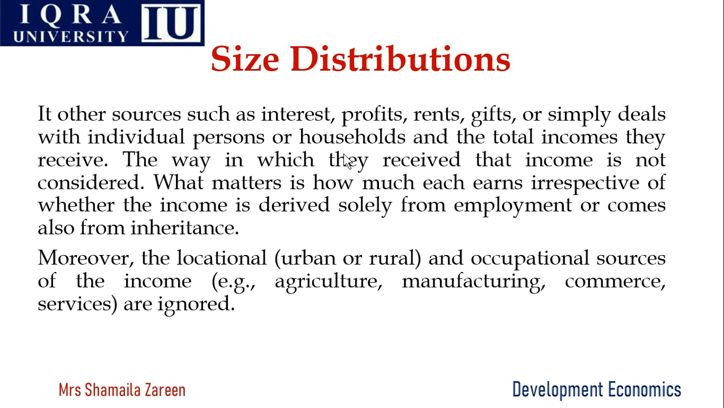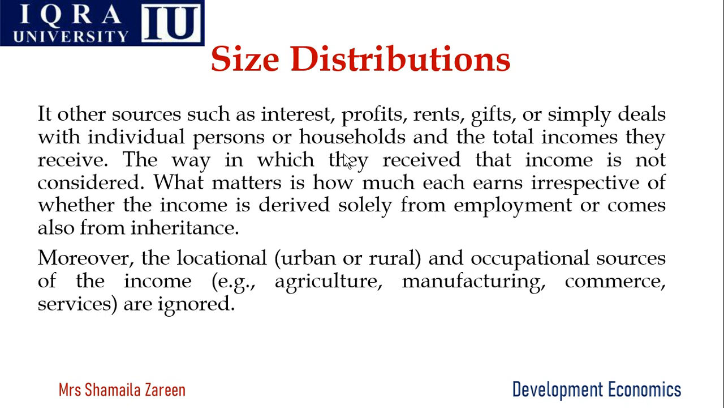The distribution of income according to size class of persons, for example, the share of total income accruing to the poorest specific percentage or the richest specific percentage of the population, without regard to the sources of the income. It doesn't matter from which source they are getting the income, okay? But you are differentiating the income of the poor and the income of the rich person, and you are ignoring the way in which they receive that income.